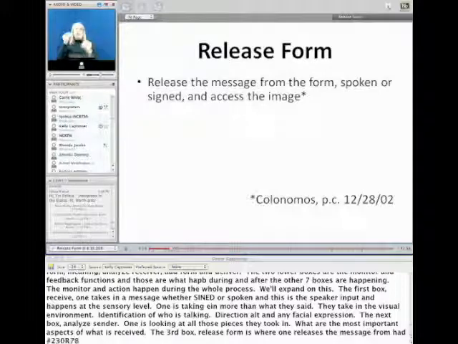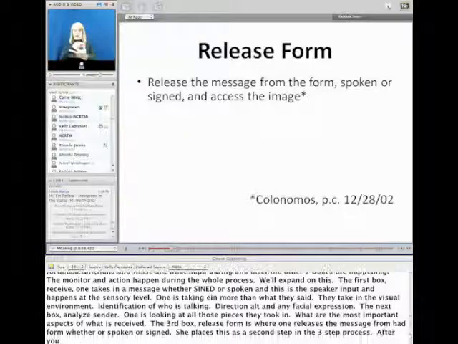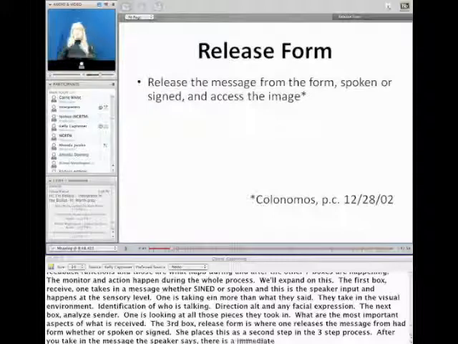And if you're familiar with Seleskovich, she places this as the second step in a 3-step process, and she says after you take in the message that the speaker says, there's an immediate and deliberate discarding of the words.